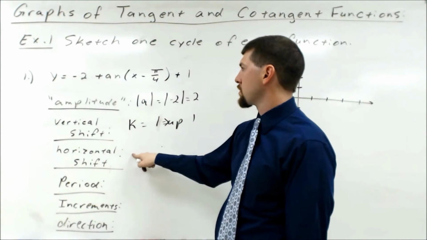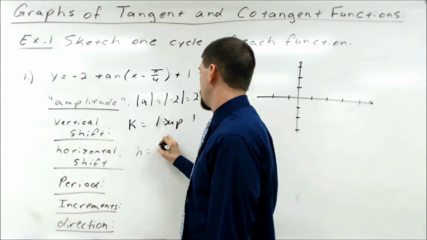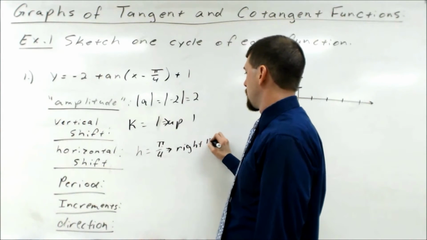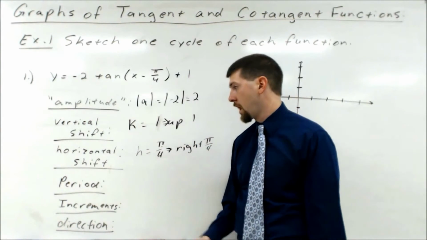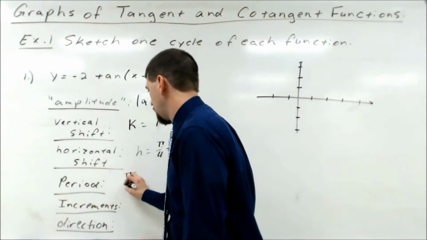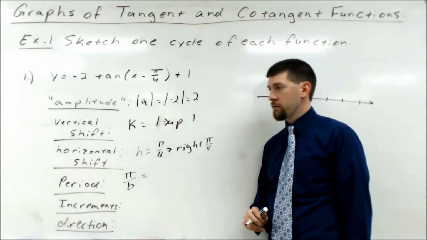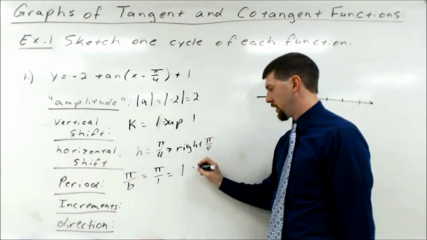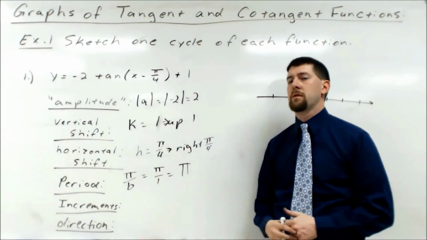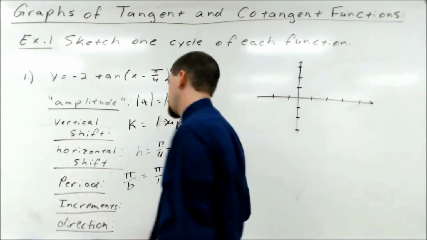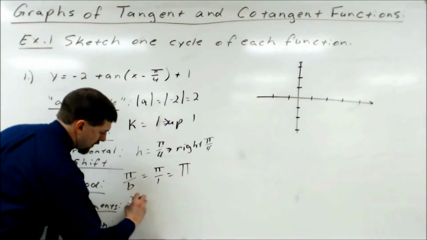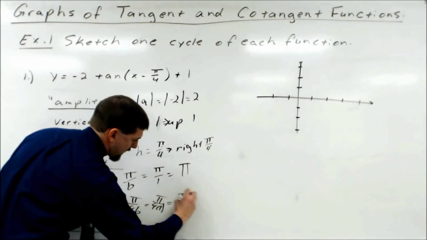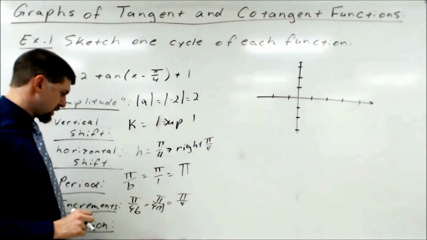Horizontal shift was h, which is pi over 4, so that means right pi over 4. Period was pi over b, which b is 1 in this case. So we've got a period of just pi units. So our overall width should be pi when we finish. Increments, if you remember, was pi over 4b. So pi over 4 times 1 gives us just pi over 4. That's how wide each block is going to be.